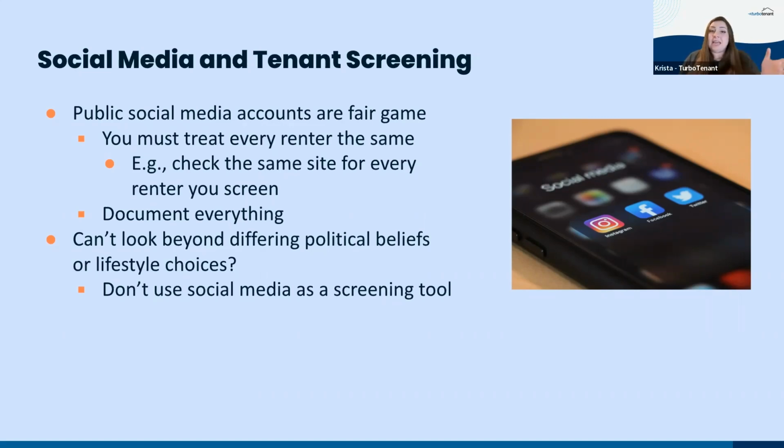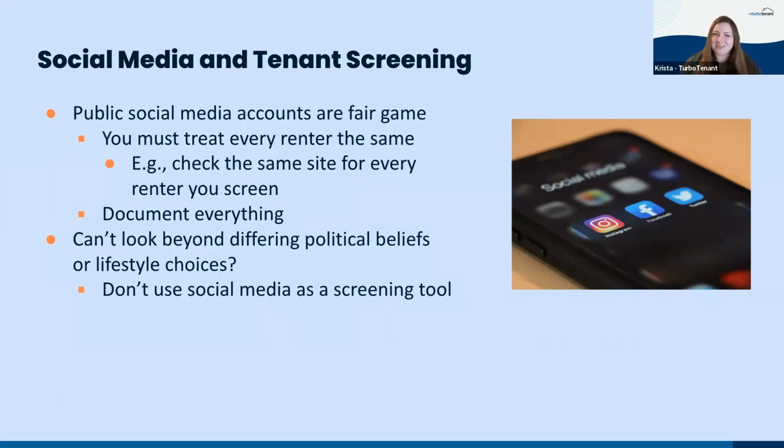If your applicants have public social media accounts, you can certainly take a look at those. However, you need to make sure that you are looking at the same site for every renter. So you couldn't look at my Instagram account and then go look at Samantha's Twitter. You would need to use both of our Instagram, both of our Twitters, etc. It just means that you are looking there. It does not mean that the applicant has to have a profile there, just to be 100% clear.